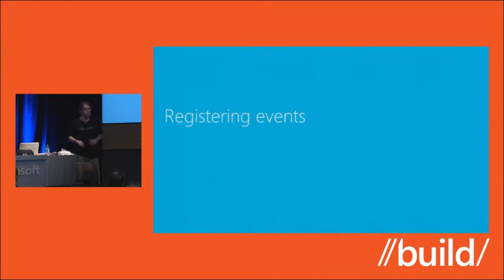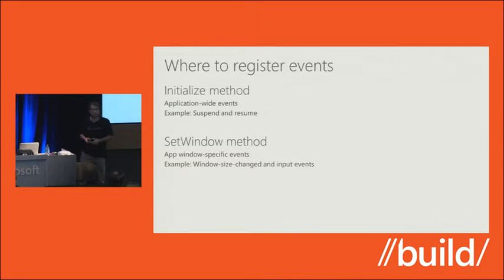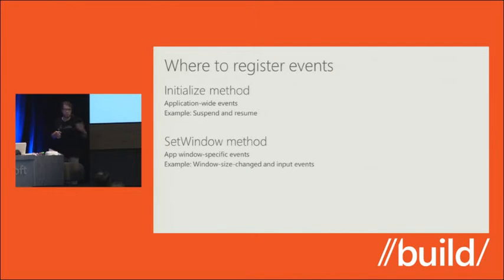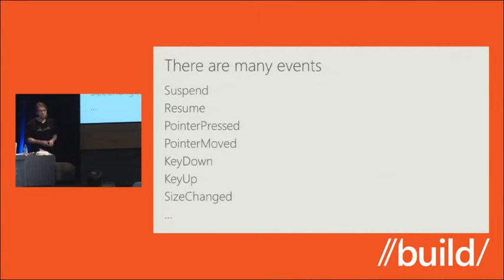So how do you go about registering an event? Some of the other talks you may have been to have talked about process lifetime management. Those are some examples of events. You have suspend, you have resume. And then you have window level events, things like pointer pressed, key down, or when the window has changed size, maybe to snap view. Those are also events that you can register for. There are so many events, but with the magic of IntelliSense, you can find them all. Well, and documentation and this talk, right?